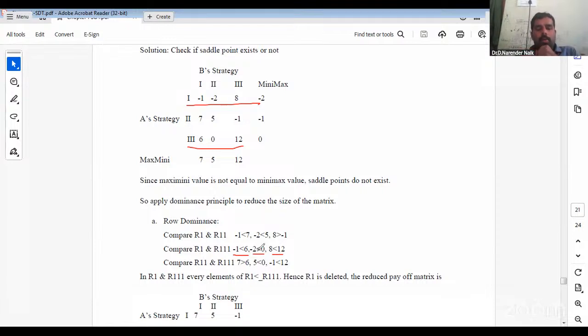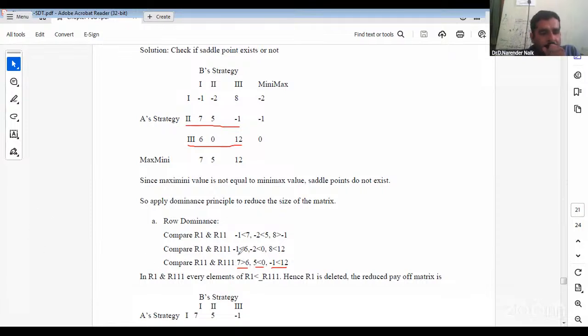Then compare R2 and R3. These are the R2 values and these are the R3 values. 7 is greater than 6, 5 is greater than 0, and -1 is less than 12.